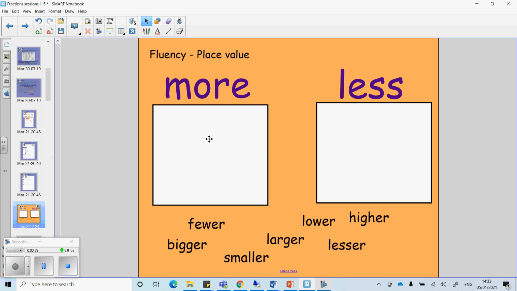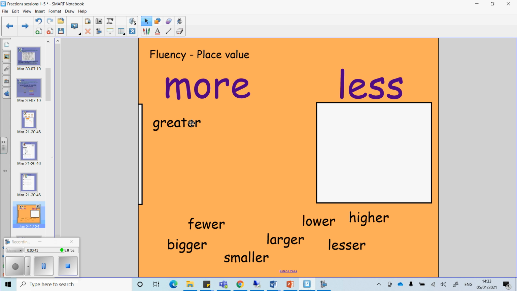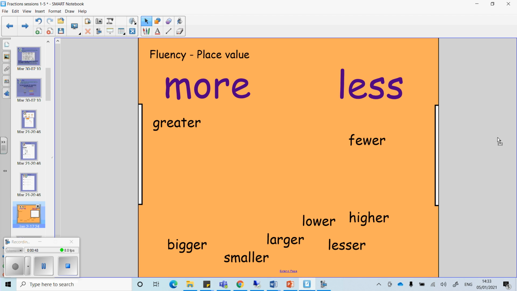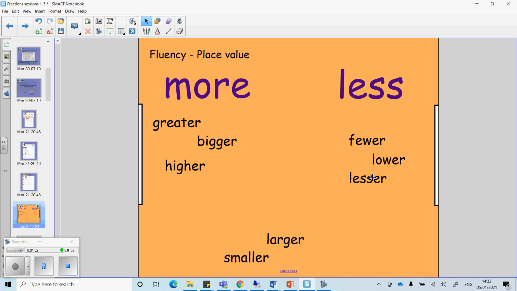Okay, greater means more. Fewer means less. Bigger means more. Lower means less. Higher means more. Lesser means less. Larger means more, and smaller means less. I wonder if you were correct.